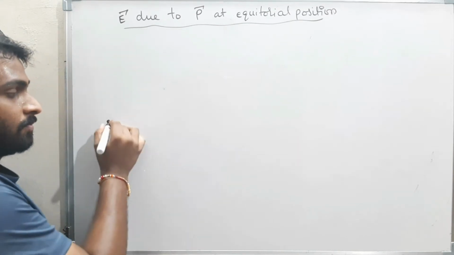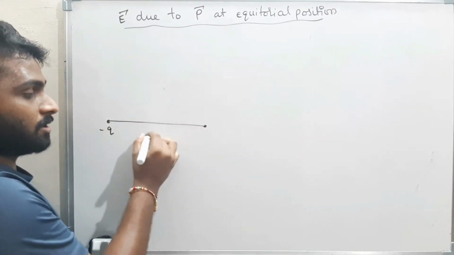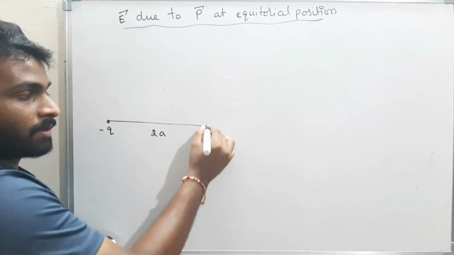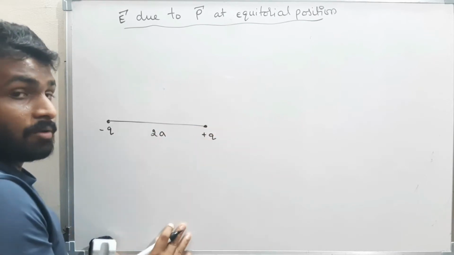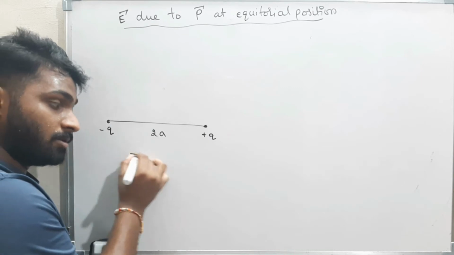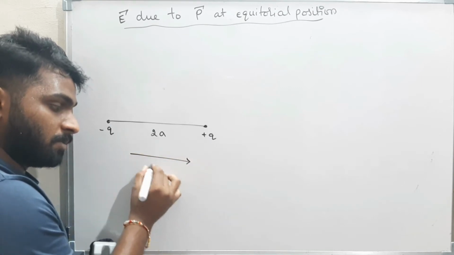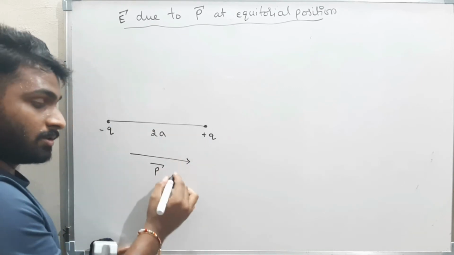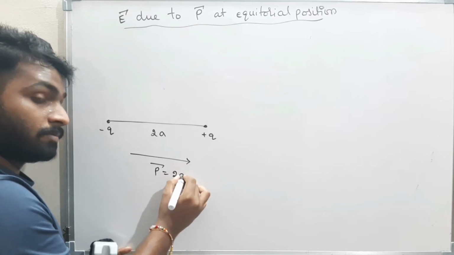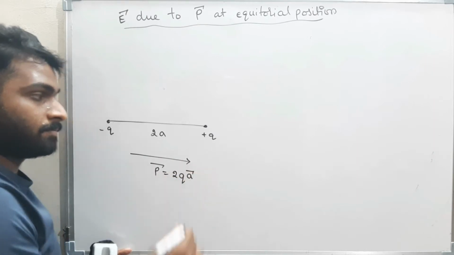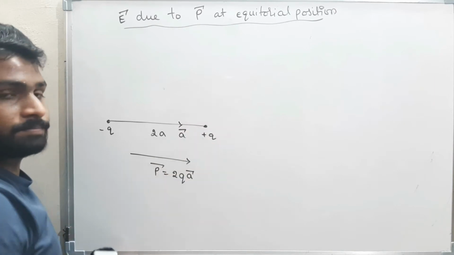Minus q, and this is separated by a small distance 2a, and this is plus q. What is the direction of a dipole? The direction of the dipole is in this direction. This is P bar, from minus charge to plus charge, and this is equal to 2 into q into a bar. This is the direction of a bar.